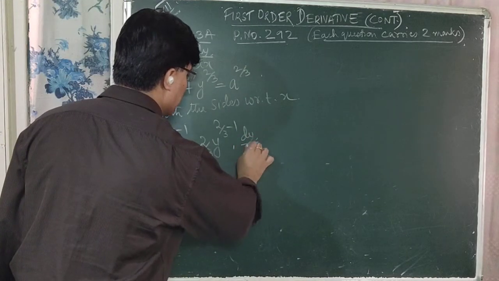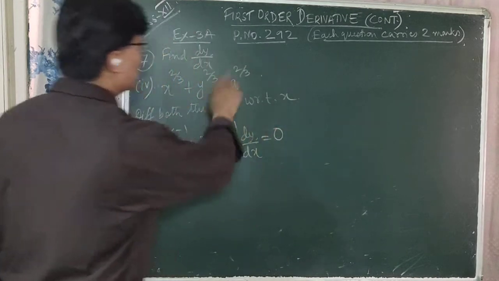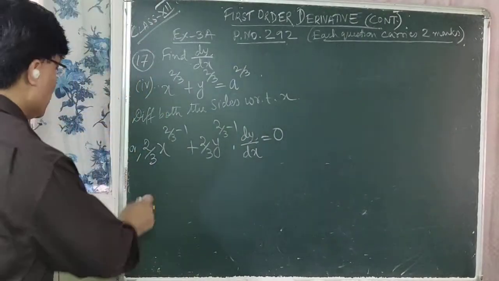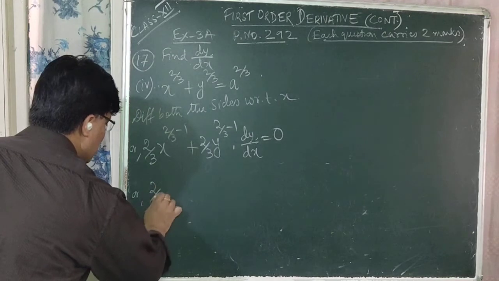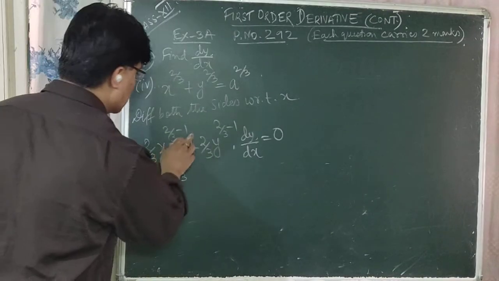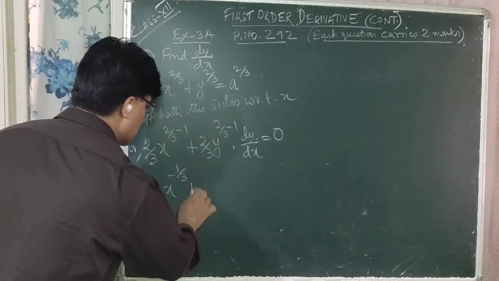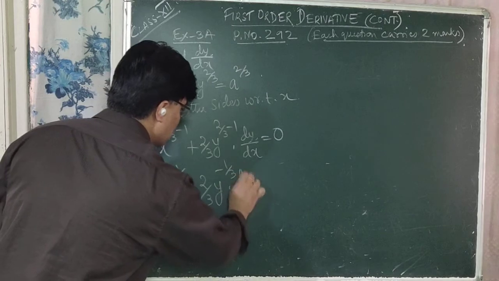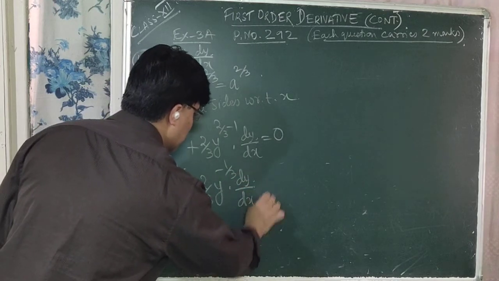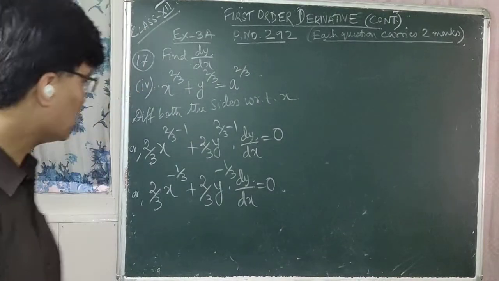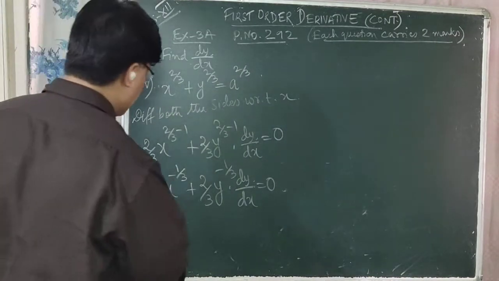That is dy by dx, which is equal to, what is dy by dx of a to the power 2/3? That is a constant, it is always 0. So this is 2 by 3 x to the power minus 1/3, isn't it? 3 ones are 3, 2 minus 3 is minus 1/3, plus 2 by 3 y to the power minus 1/3 into dy by dx, which is equal to 0. Is that clear? So next, what will you do?